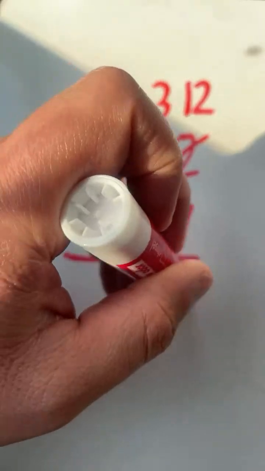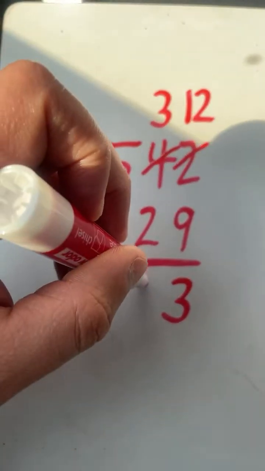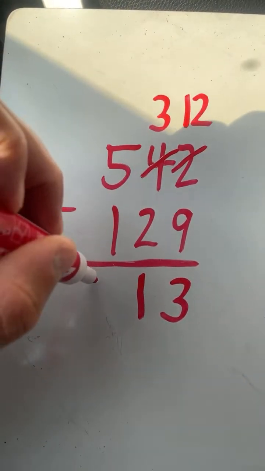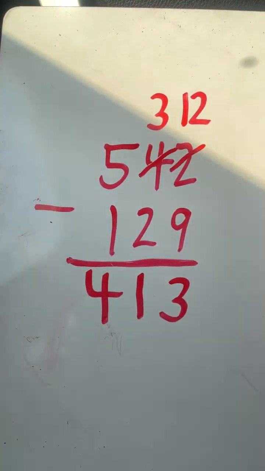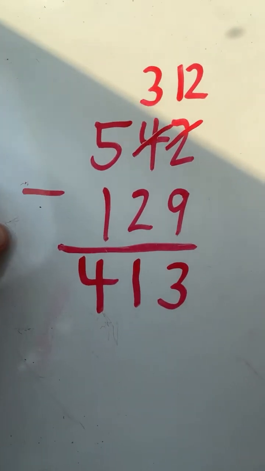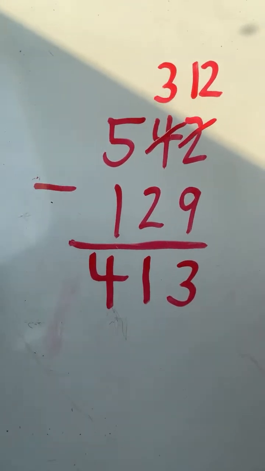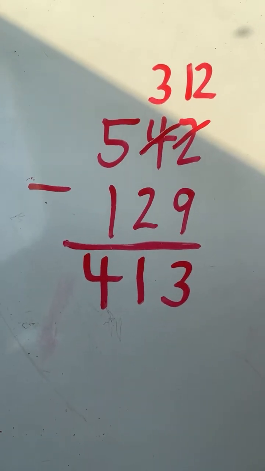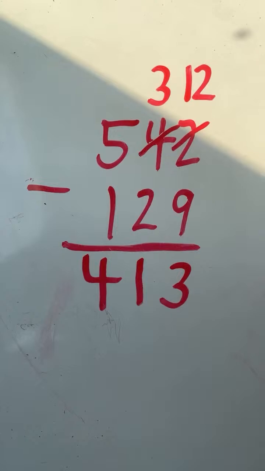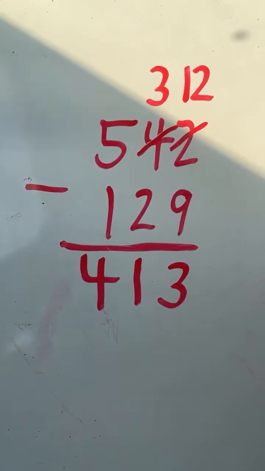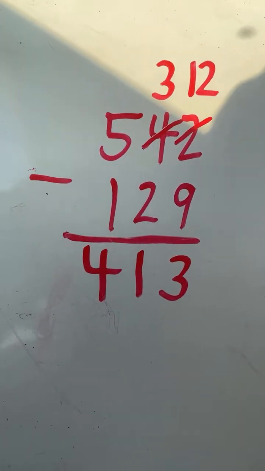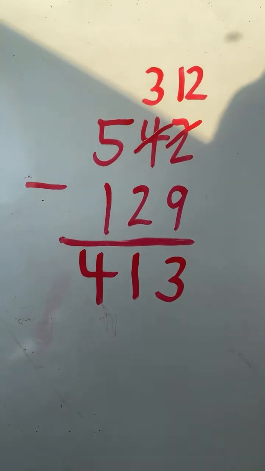12 minus 9 equals 3. 3 minus 2 equals 1. 5 minus 1 equals 4. And we have our final answer. 542 minus 129 equals 413.